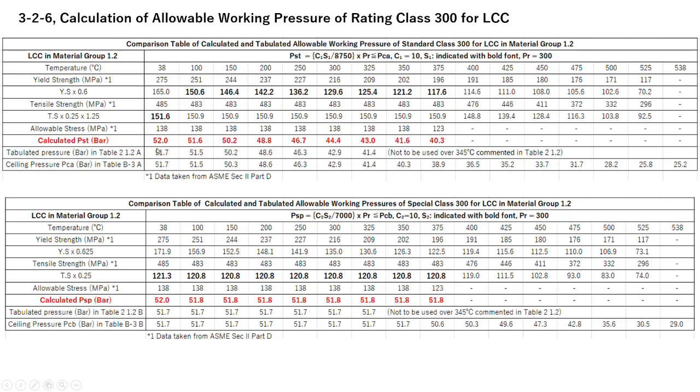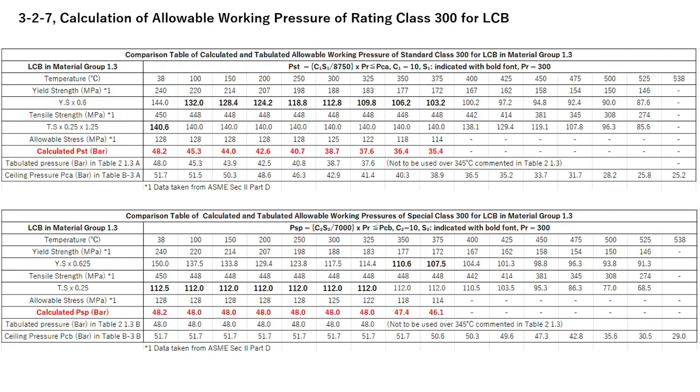So the calculated PST value and also the tabulated pressure value are the same as the WCC casting. In case of special class, also the same as the WCC casting. So in case of the LCB casting, the upper table is for standard class 300 for LCB casting, and the lower table indicates the special class 300 for LCB casting.